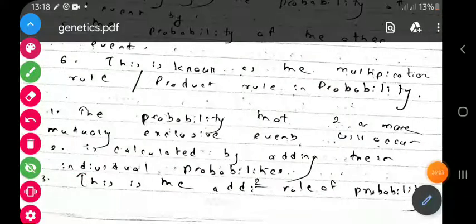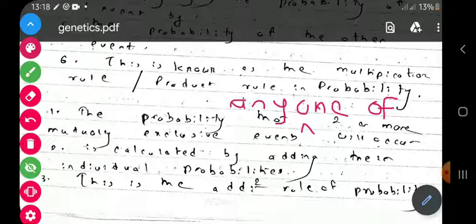Actually, there should be some words missing here. A rare mistake, came across this just now. The probability that any one of two or more mutually exclusive events will occur is calculated by adding their individual probabilities. This is the addition rule of probability.